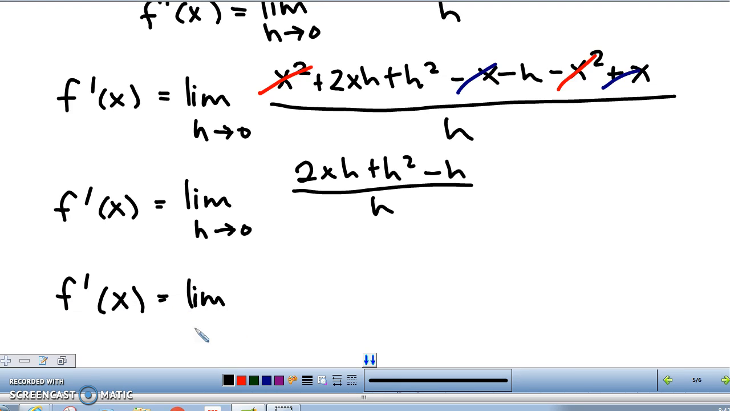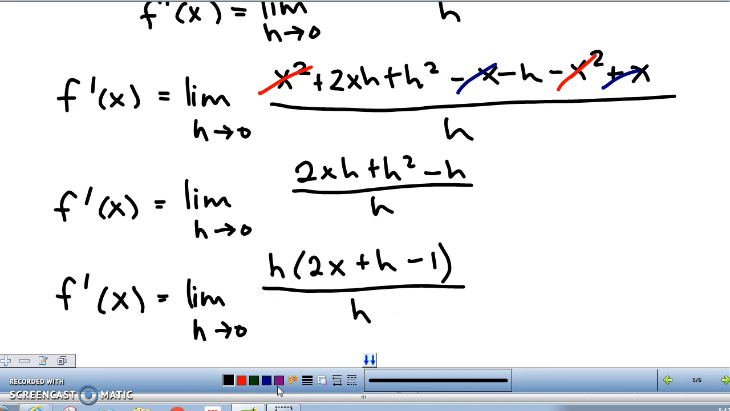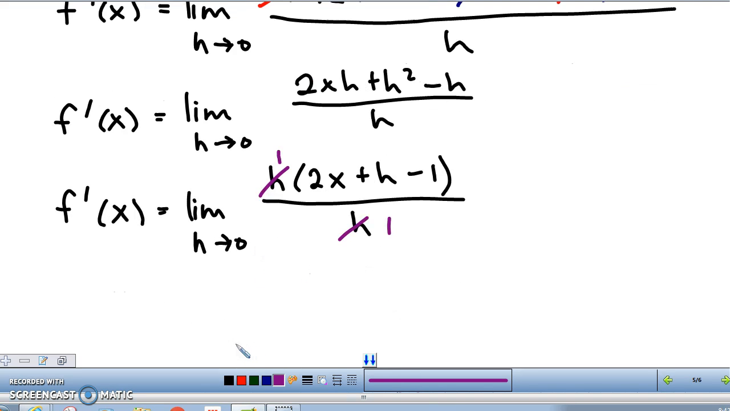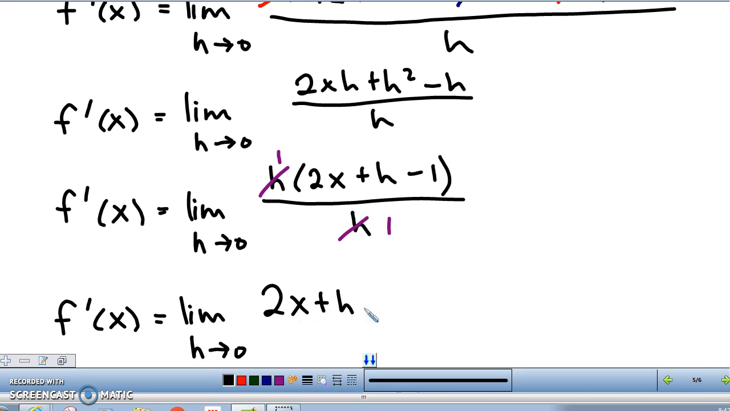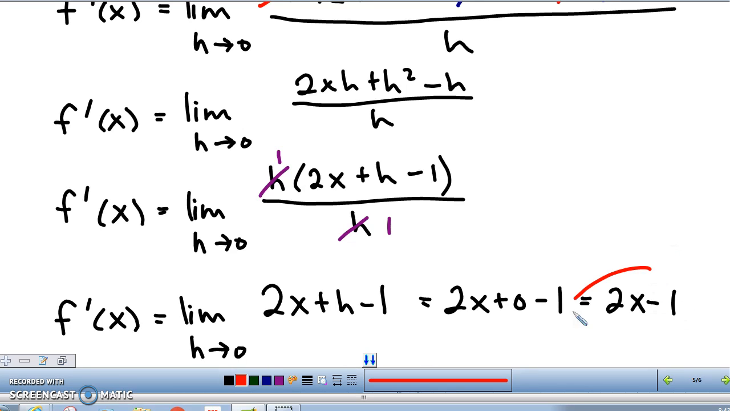So the limit as h approaches 0, 2x plus h minus 1. Ooh, I think it was in your homework actually. We get 1 over 1. So we get f prime of x is equal to the limit as h approaches 0 of 2x plus h minus 1. So we have 2x plus 0 minus 1, which is just 2x minus 1. Okay? So that's the derivative.